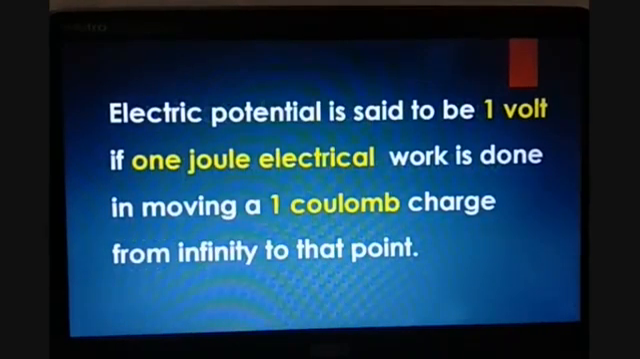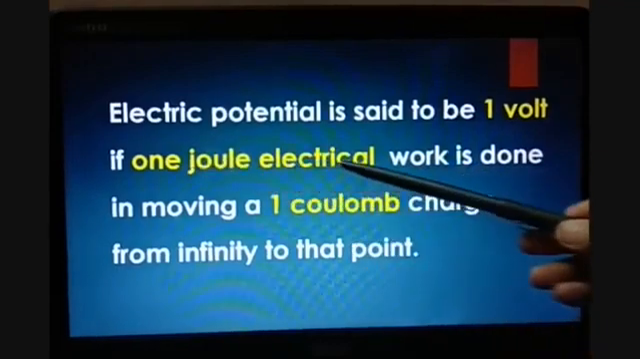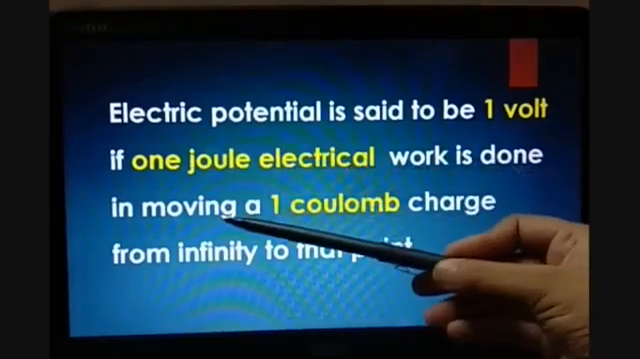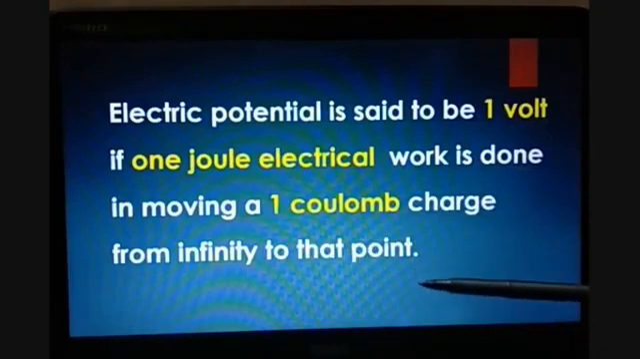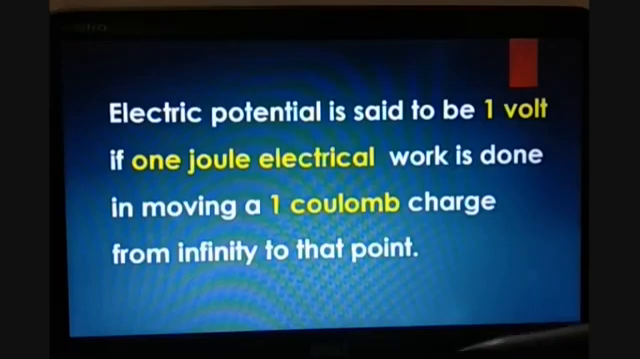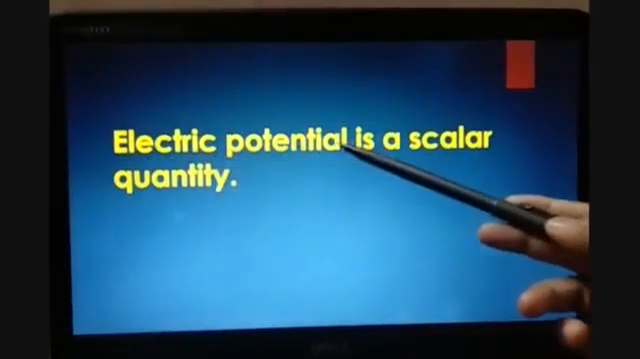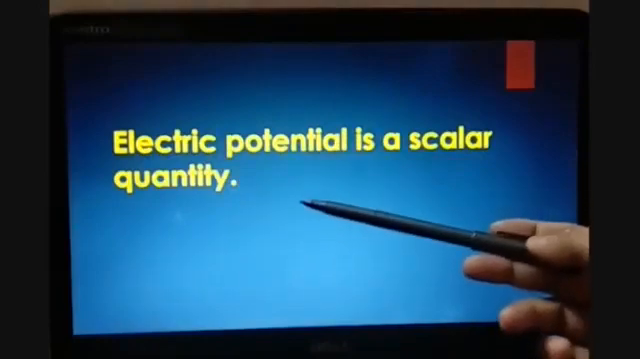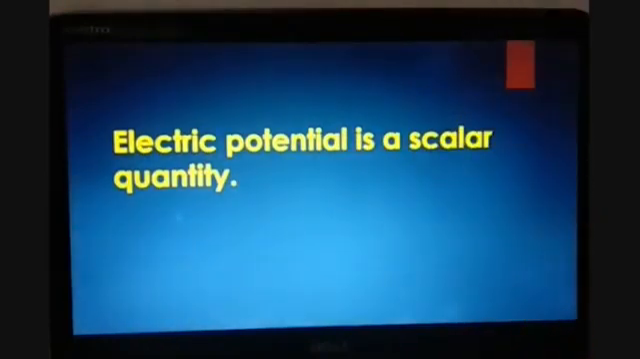Now if we keep all the terms as unity, then electric potential is said to be 1 volt if 1 joule of electric work is done in moving 1 coulomb charge from infinity to that point. Then the potential will be said to be 1 volt. Electric potential is a scalar quantity because it has only magnitude.